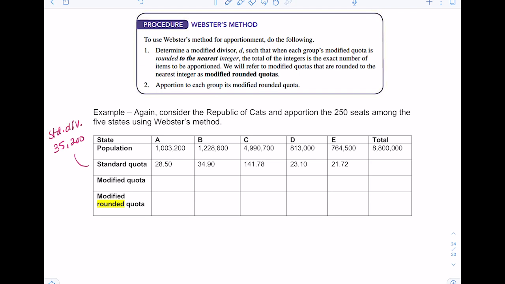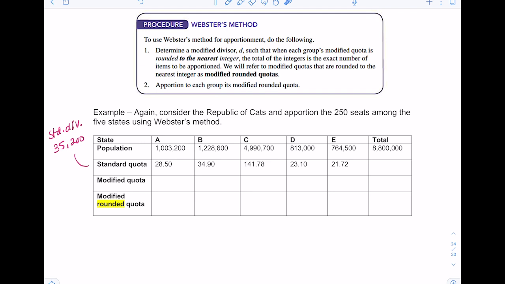And when we divided each of those populations by 35,200, we obtained those apportionments. Okay, but remember, we fell short. So if we round standard quotas to the nearest integer, it ends up being too high. Too high means that we want to use a larger divisor. If it's too low, we want to use a smaller divisor.